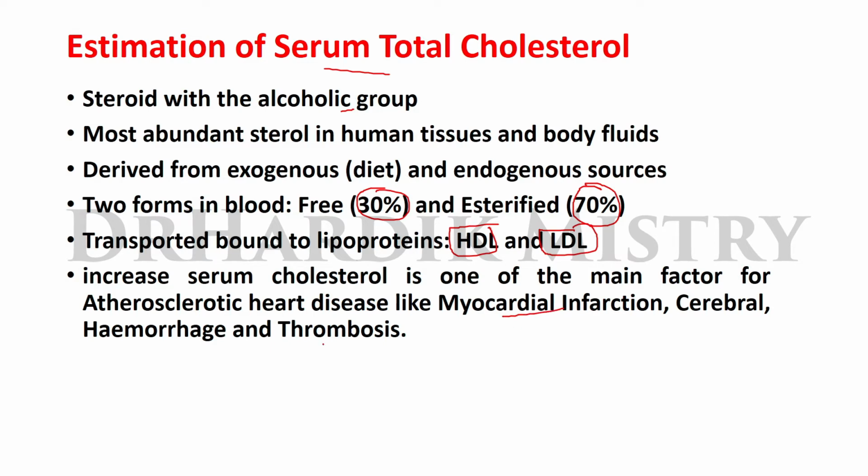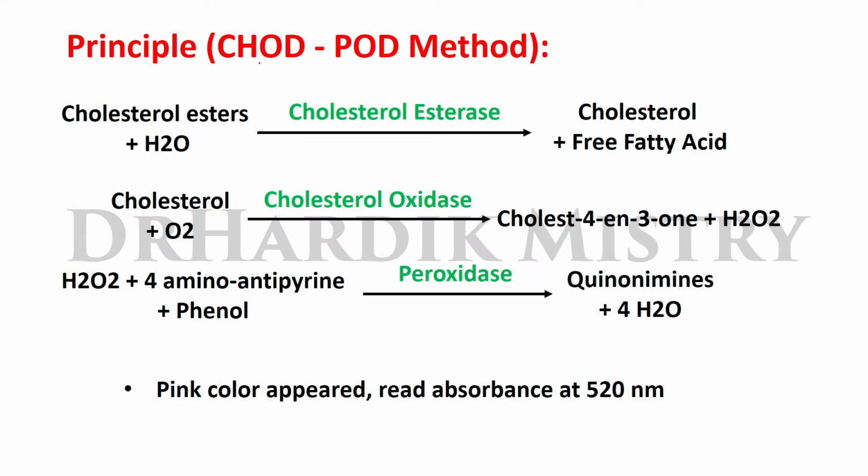cerebral hemorrhage and thrombosis. Now the principle of CHOD-POD method: in the presence of water and cholesterol esterase enzyme, cholesterol esters are converted to cholesterol and free fatty acids. Now this cholesterol, in the presence of oxygen and cholesterol oxidase enzyme, forms cholestenone plus hydrogen peroxide. Now this hydrogen peroxide reacts with 4-aminoantipyrine and phenol, in the presence of peroxidase enzyme, forming quinoneimine and 4 molecules of water.